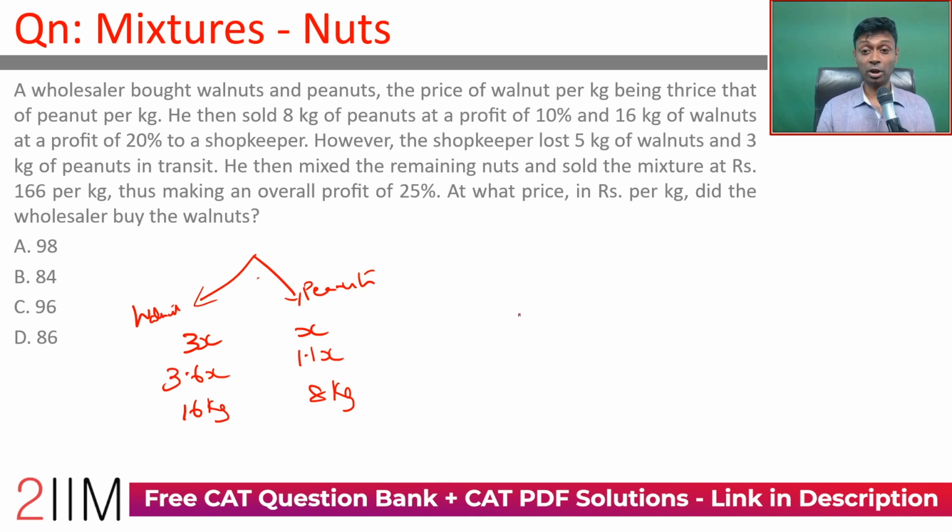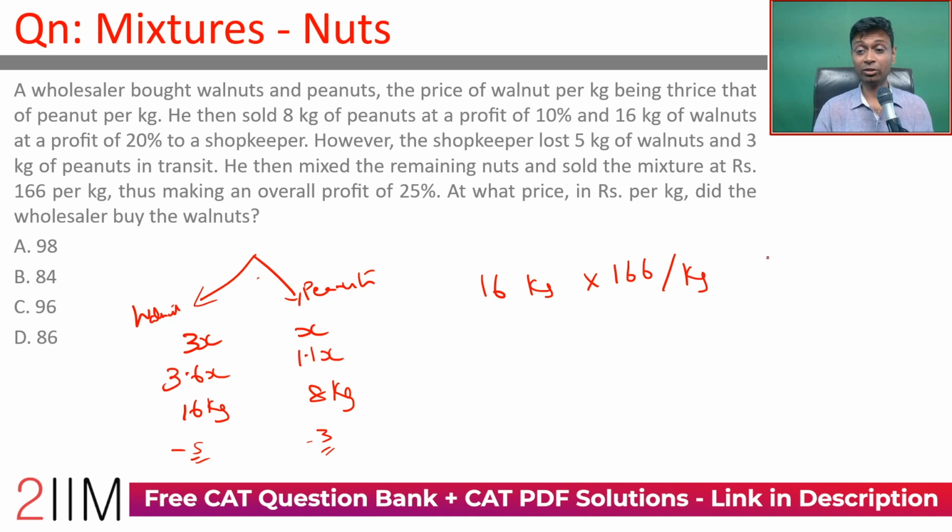However, the shopkeeper lost 5 kg of walnuts and 3 kg of peanuts in transit. From 8 and 16, 5 of walnuts he loses and 3 of peanuts he loses. He then mixed the remaining nuts and sold the mixture at rupees 166 per kilogram. Wonderful. He mixes, so I don't need to care how much of this is there. 11 plus 5 is 16, or from 24 we lose 8. He sells 16 kilograms at 166 per kilogram.